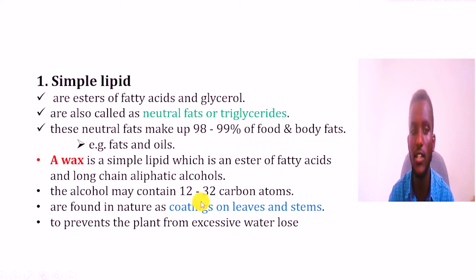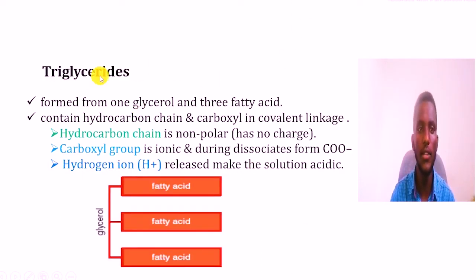So wax contains fatty acid and alcohol, basically with a carbon number from 12 up to 32 carbon atoms. Basically, these waxes are found specially in plant leaf and stem, known as the waxy cuticle, on the leaf and stem of plants. It is important for preventing excessive loss of water, or water evaporation. So it is a structure, or lipid, that prevents excessive water from evaporating. The other one is triglyceride.